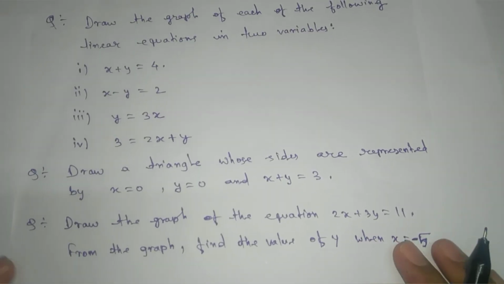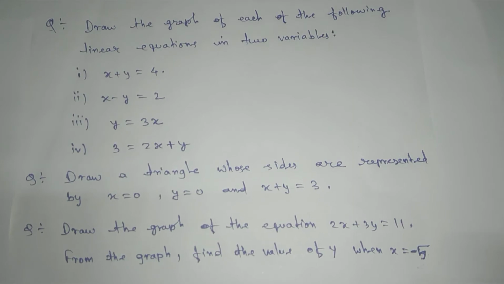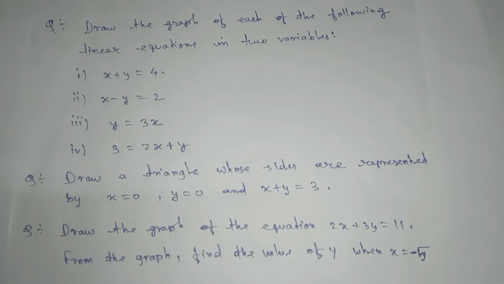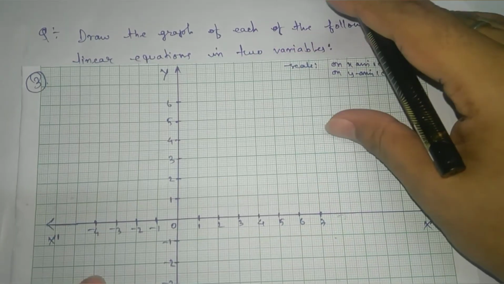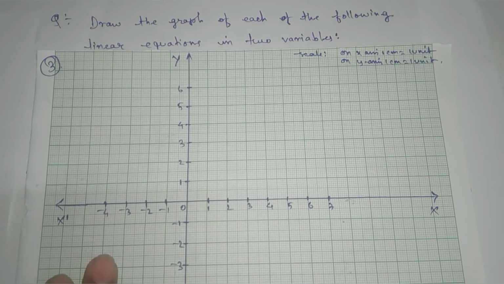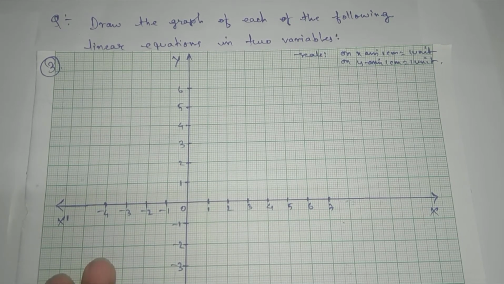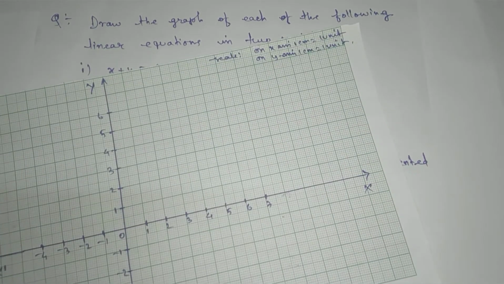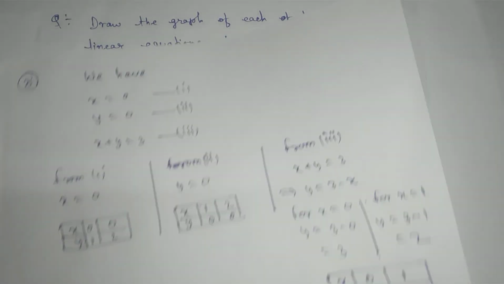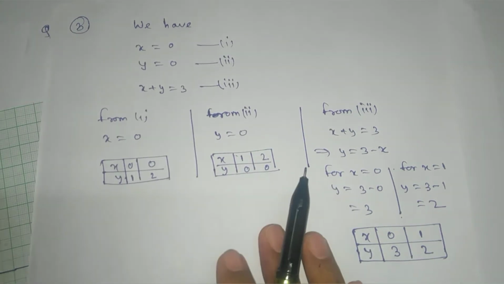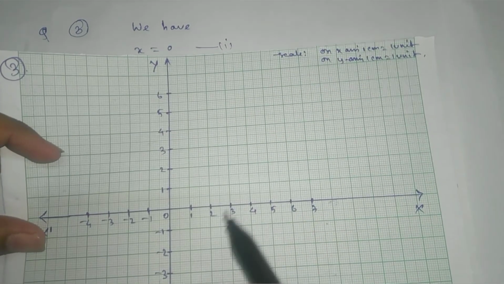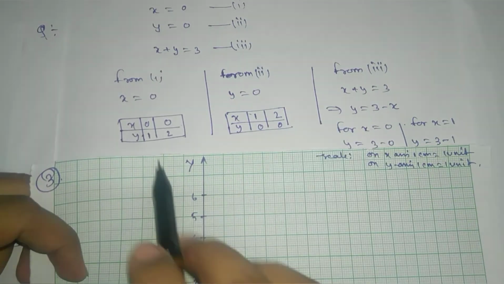Next, third problem. Draw a triangle whose sides are represented by x equals 0, y equals 0, and x plus y equals 3. So if we look at this one, x equals 0 means what? If you see the solution for this, whenever x will be 0, it will remain the same, but y varies.